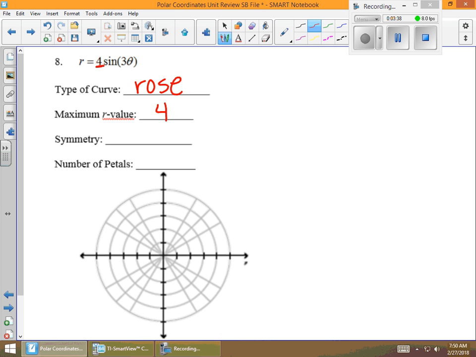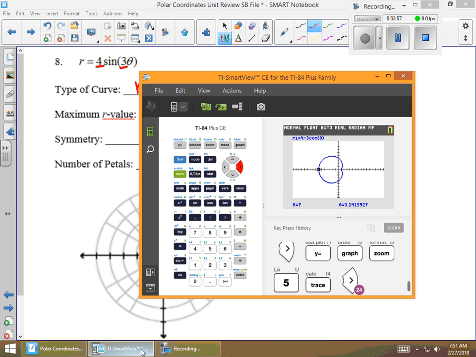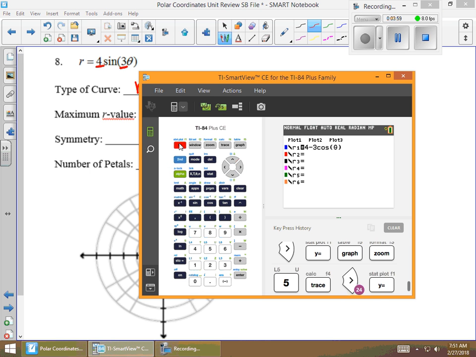Symmetry, since it's sine, we're going to be symmetric about y, but we'll double check that as well. And number of petals, if the number in front of theta is odd, that number is how many petals we should have. If that number was even, we'd have 2 times that many petals. Okay, let's check all that business with our graph. Back to y equals 4 sine of 3 theta.